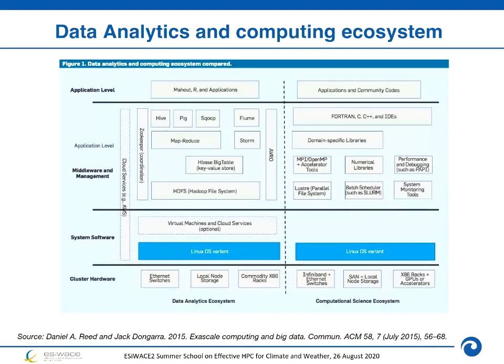Here in this slide, we can see a figure from a very interesting paper, which portrays the difference between the two ecosystems at the application level, concerning the programming languages and the various abstractions, on the middleware level, which includes scheduling and file system, at the software system level, and at the hardware level, concerning different types of networks and computing hardware. Besides this, the workload is also different. So these two ecosystems are clearly not convergent.